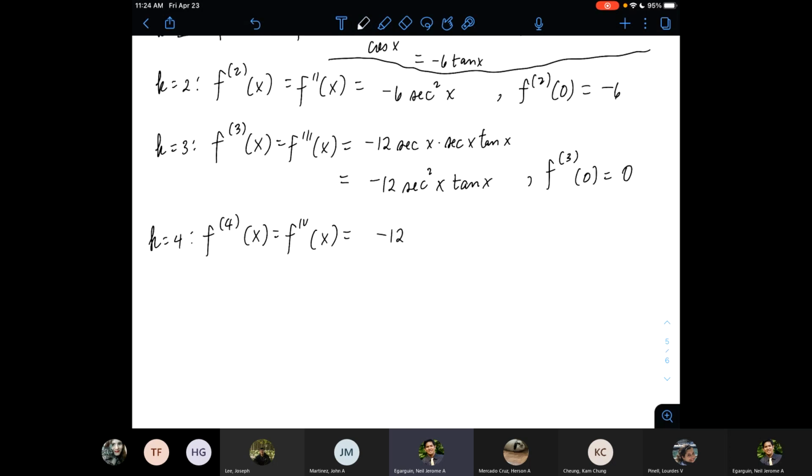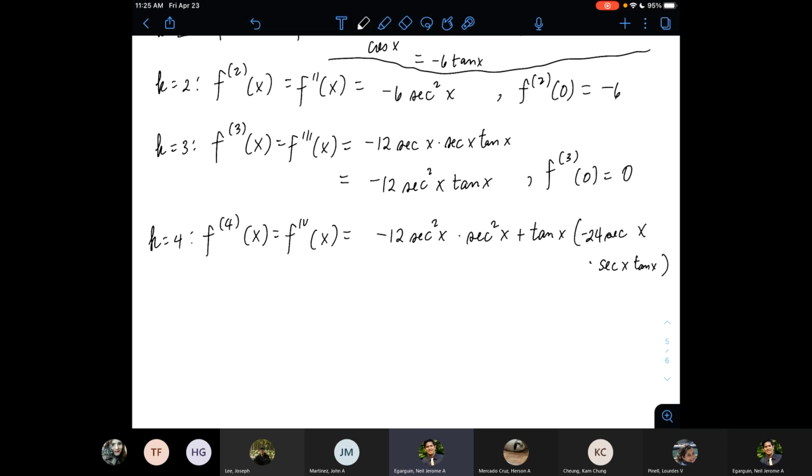So I'll have negative 12 secant squared x times the derivative of tangent x, which is secant squared x, plus I'll copy the second factor, tangent x, times the derivative of the first factor. So that's minus 24 secant x times the derivative of secant, right? Negative 24 secant x, then derivative of secant. So we'll have secant x tangent x again.